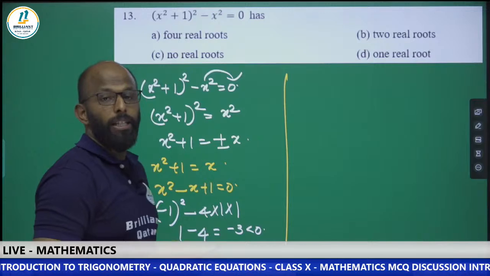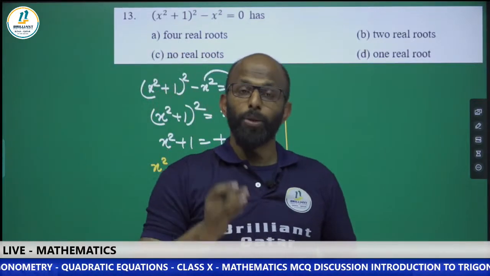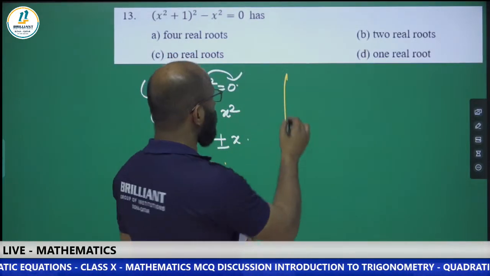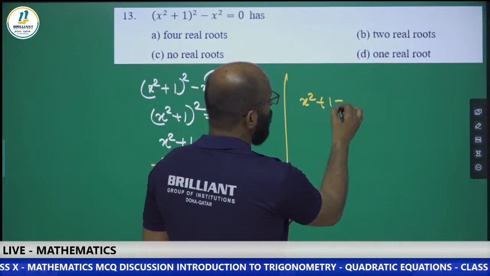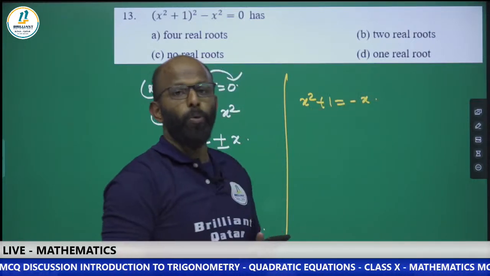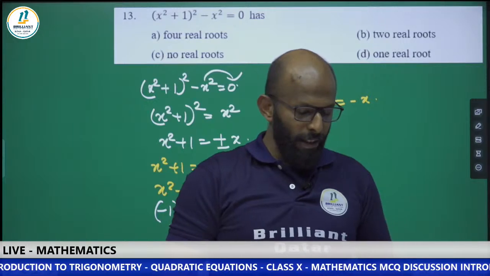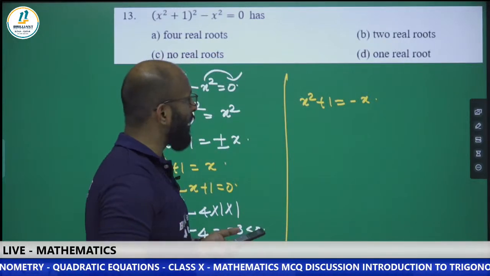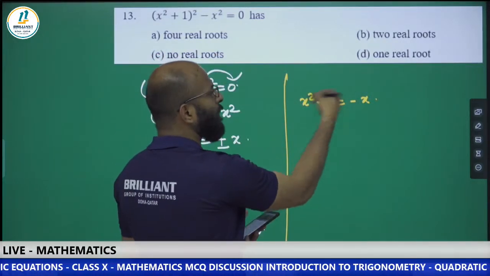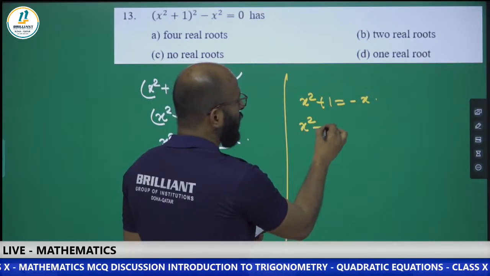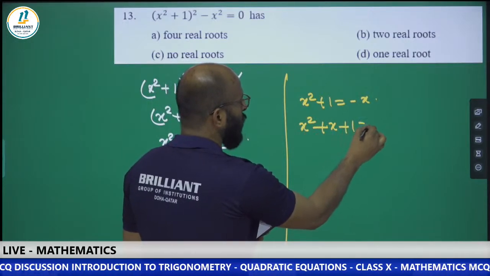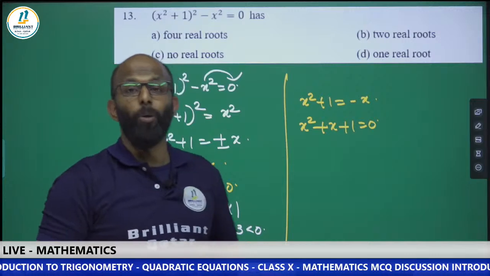x square plus 1 is equal to minus x. So that also we can consider. Now, when you take minus x to this side, x square plus x plus 1 is equal to 0. So we got a second quadratic equation.